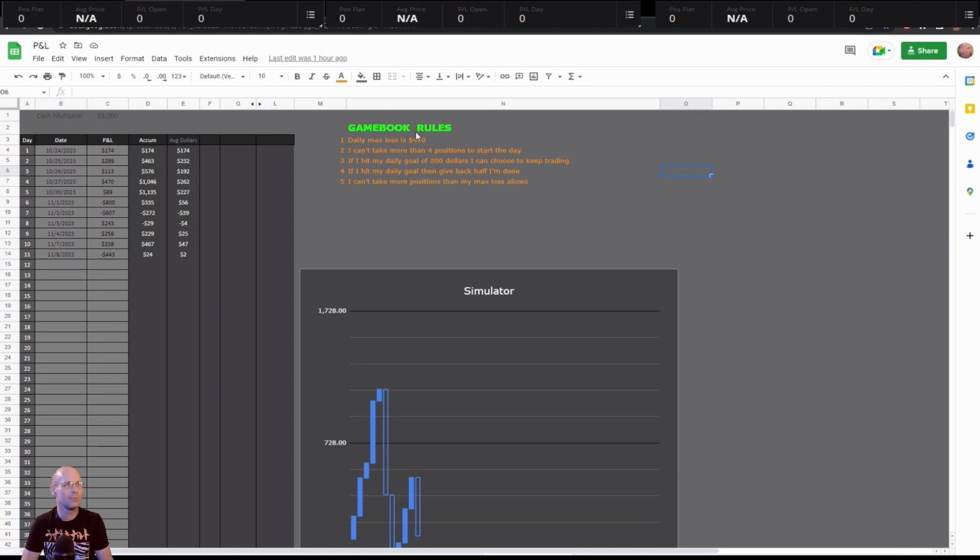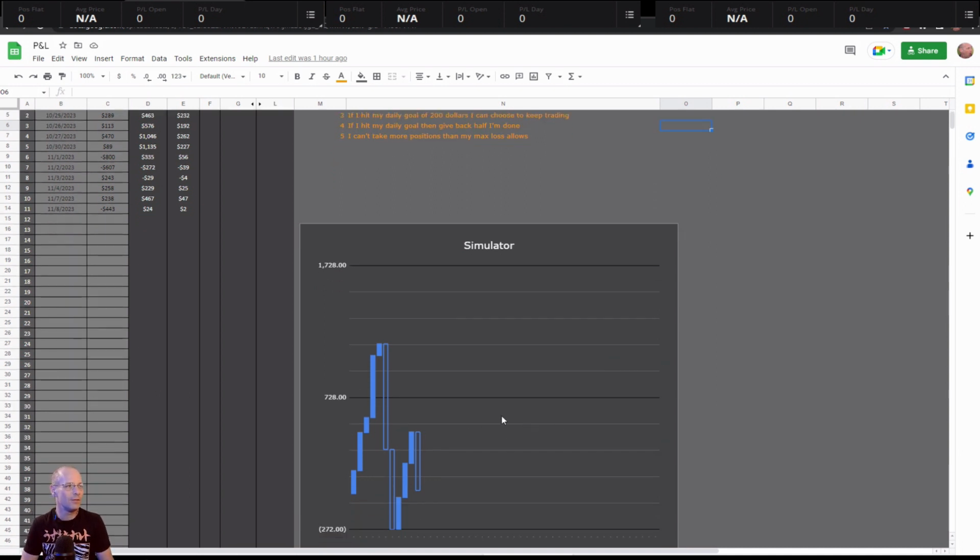So these are the game book rules I've established so far, and I like to cover them daily. My daily max loss is $400. I cannot take more than 4 positions to start the day. If I hit my daily goal of $200, I can choose to keep trading. If I hit my daily goal and then give back half, I'm done, and I can't take more positions than my max loss allows.